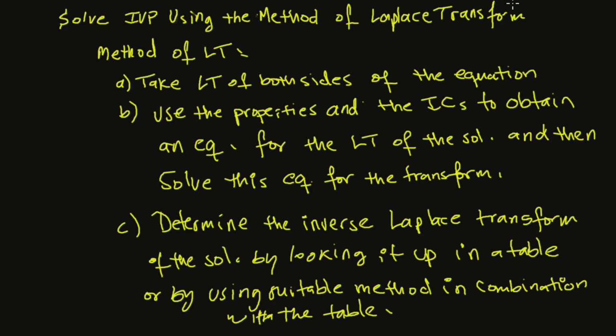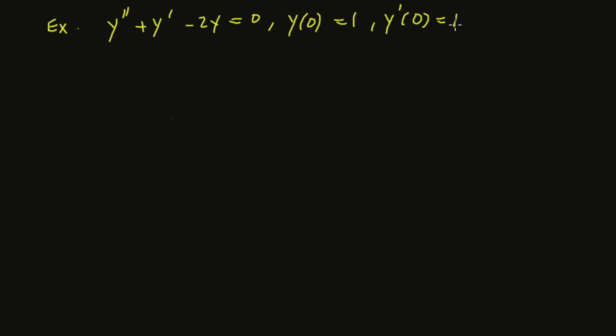So all the examples I'm going to do in this video have to do with solving initial value problems using Laplace transforms. The first one: the second derivative plus the first derivative minus 2 times the function equals 0. The initial conditions are y of 0 equals 1 and y prime of 0 equals 13.